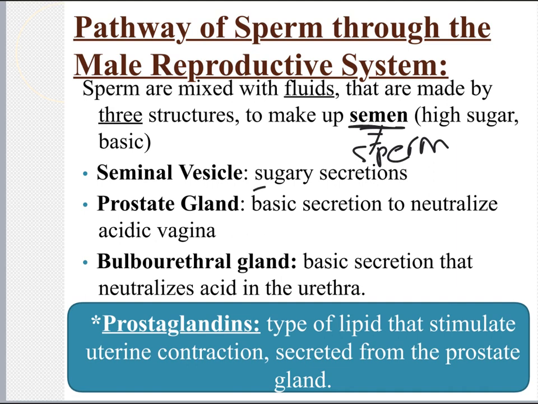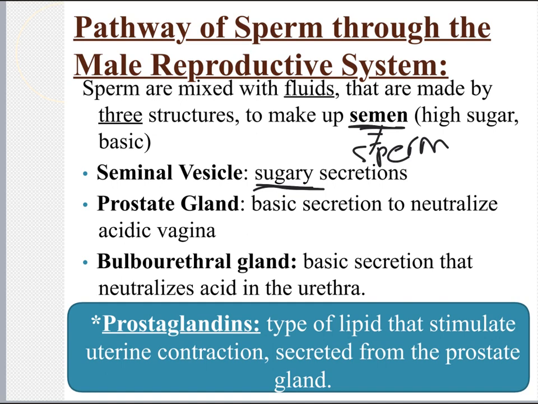Number one, sugary secretions, sugars from the seminal vesicle. So as the sperm passes through the seminal vesicle, they pick up sugary fluids. Why? Why do you need sugar? Mitochondria. The mitochondria needs glucose to break down in order to make energy. So there has to be food there for the mitochondria.